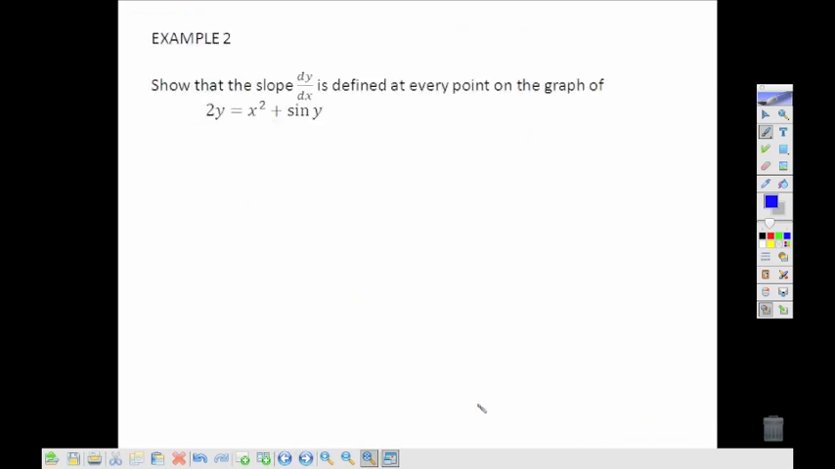In the next example, we want to show that we have a derivative at every point on this graph. So we'll start by taking the derivative, which gives us 2 dy/dx. Derivative of x squared is 2x, plus the sine of y. Now remember, the derivative of sine is cosine. We keep the inside the same, so we still have that y there, and then we multiply that whole thing by dy/dx.